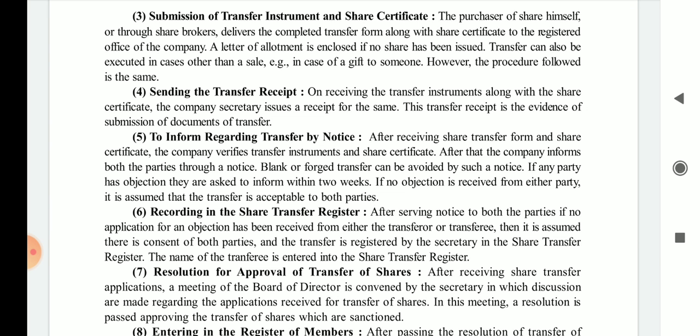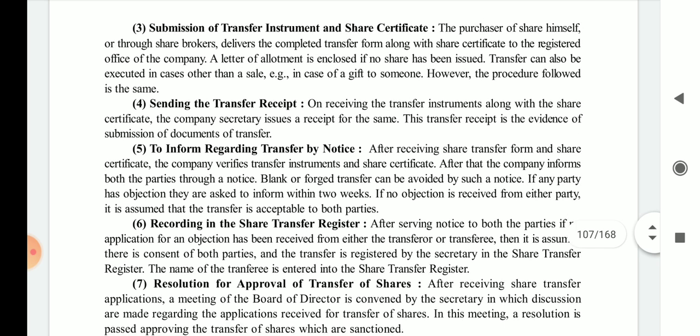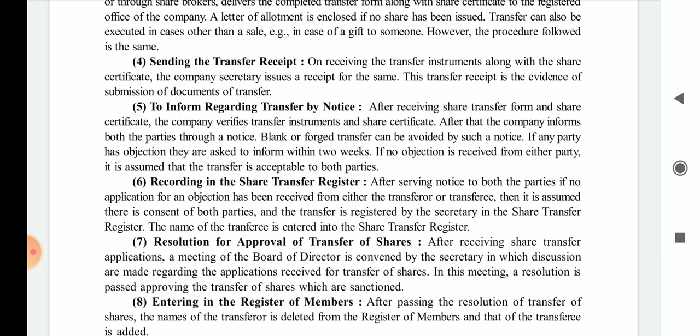Next one is sending the transfer receipt. On receiving the transfer instrument along with the share certificate, the company secretary issues a receipt for the same. If the company has properly received a transfer instrument, they have to compulsorily give a receipt that the transfer instrument has been received by the company. This transfer receipt is evidence of the submission of the transfer document. The transfer receipt is the proof that you have transferred the shares in another person's favor.